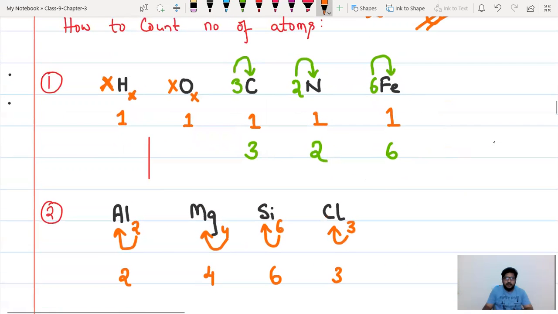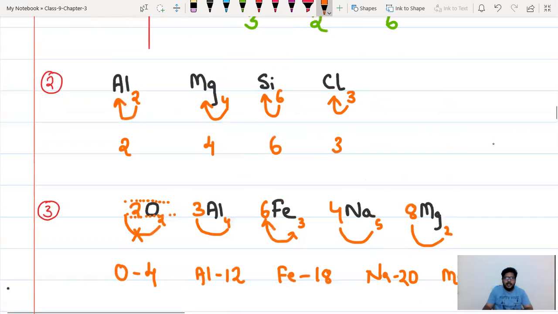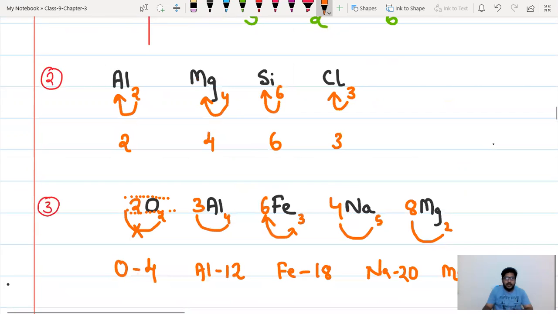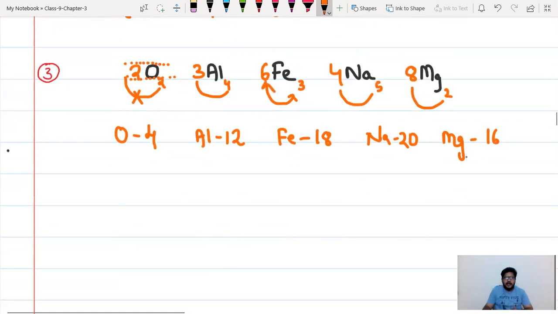So if any number is in front, total count should be given. If any number is at subscript, total number count should be given. If a number is at front and at the same time subscript, you need to multiply those two numbers. So we are done with 3 varieties. Let's go with the 4th variety.